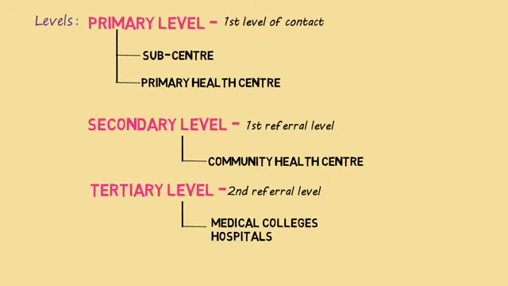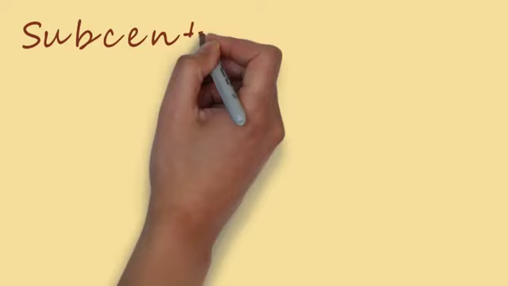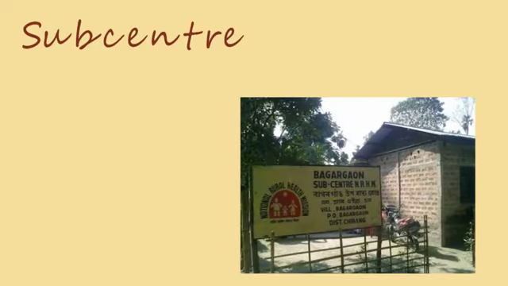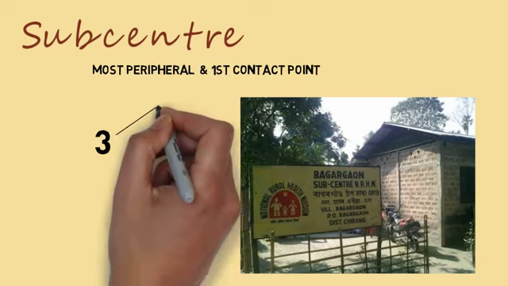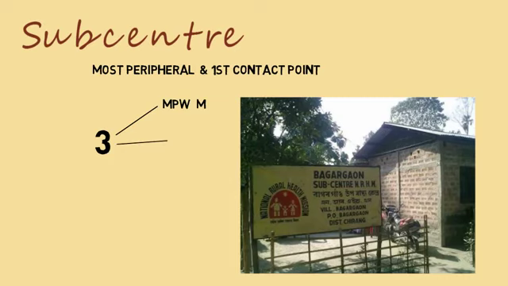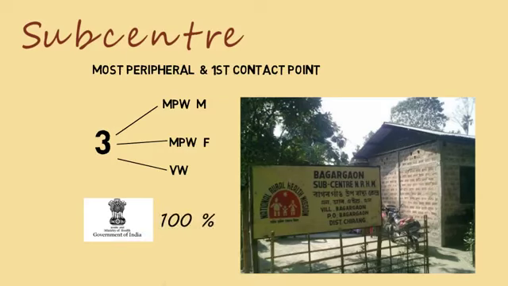So now let's talk about sub-center in detail. It is the most peripheral and first contact point between the healthcare facility and the patient. It has 3 employees: the health worker male, the health worker female, and a voluntary worker. Also, the Ministry of Health and Family Welfare provides 100% funding for sub-centers.